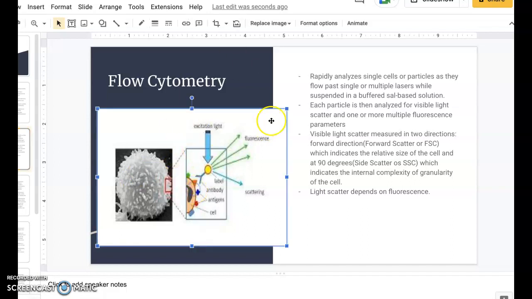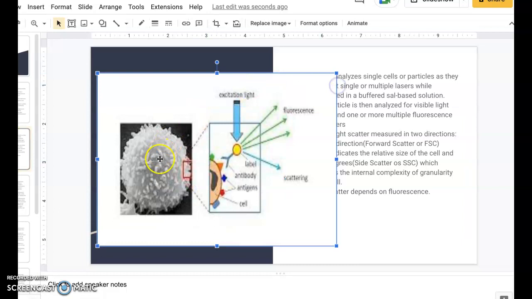And over here is just another visual aid, which shows a cell and how they can detect antibodies or antigens on the cell, and that can be used in flow cytometry as well.